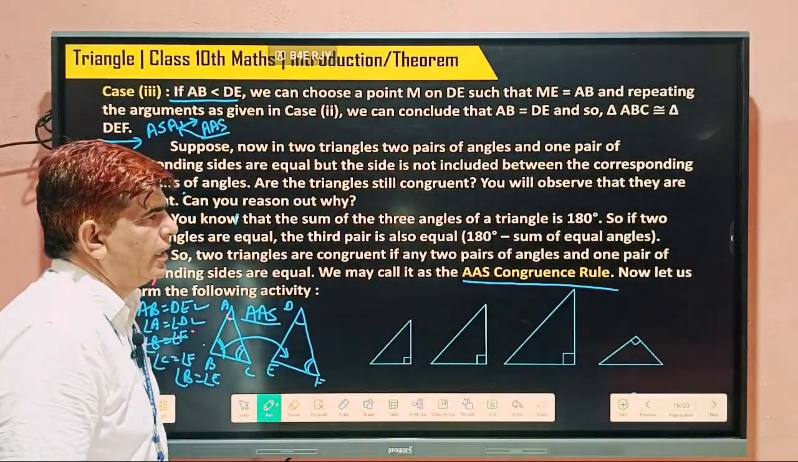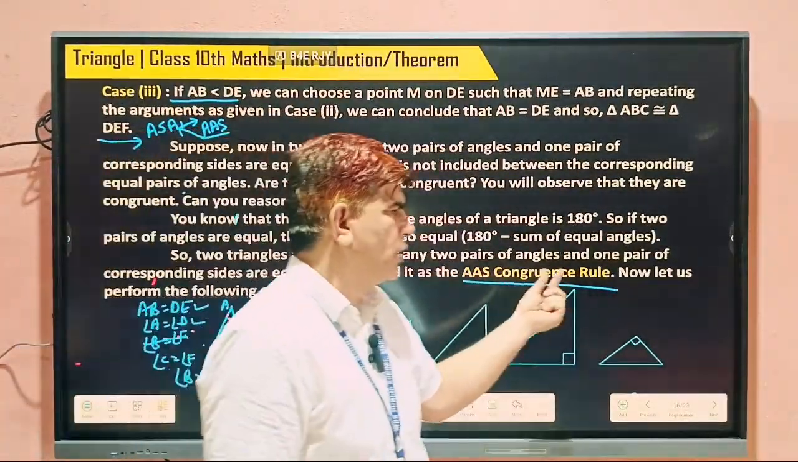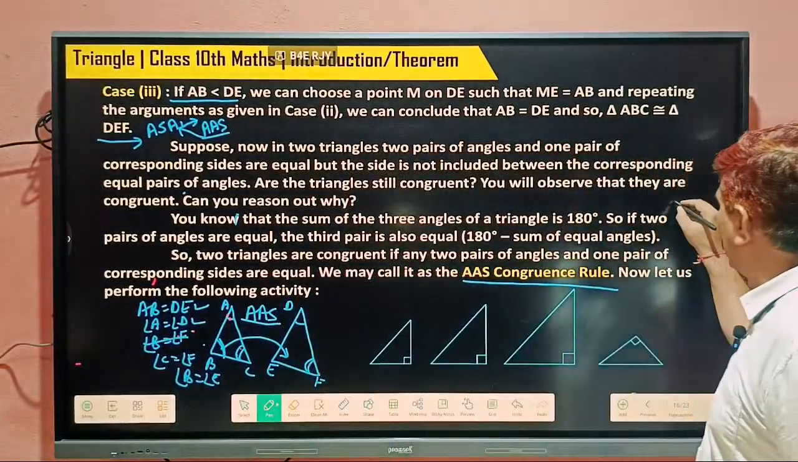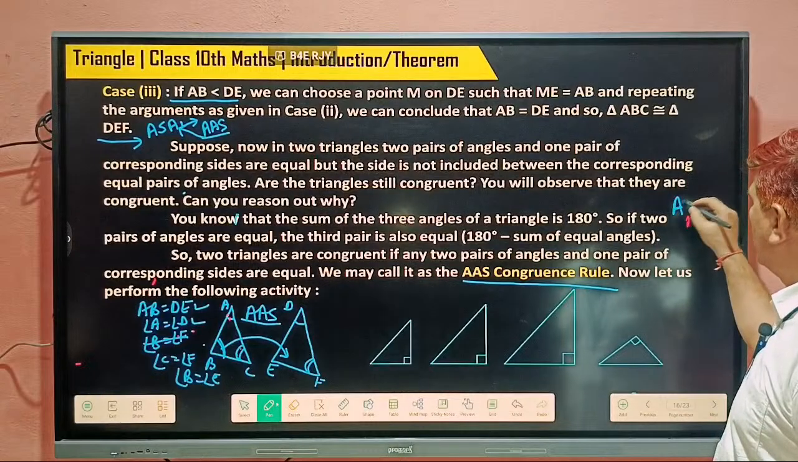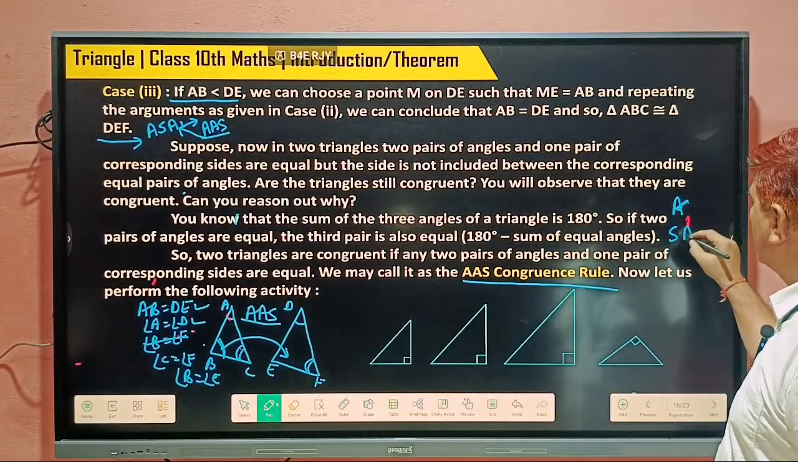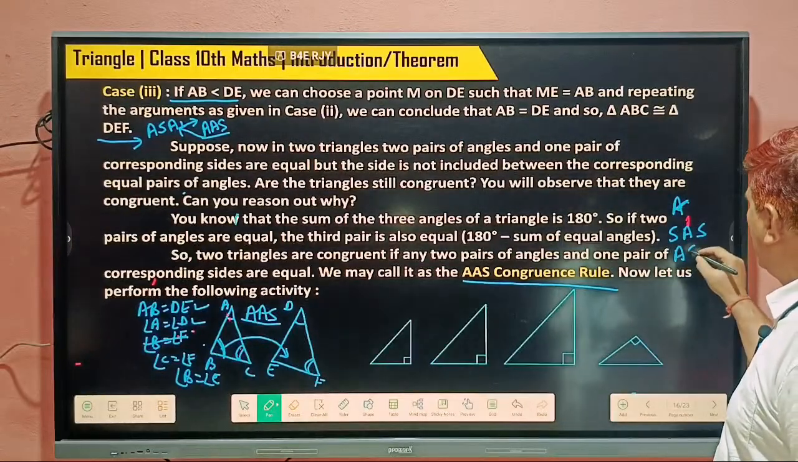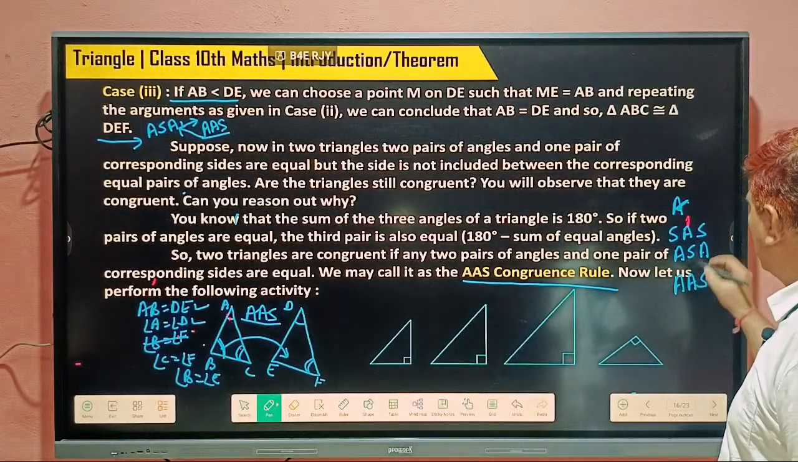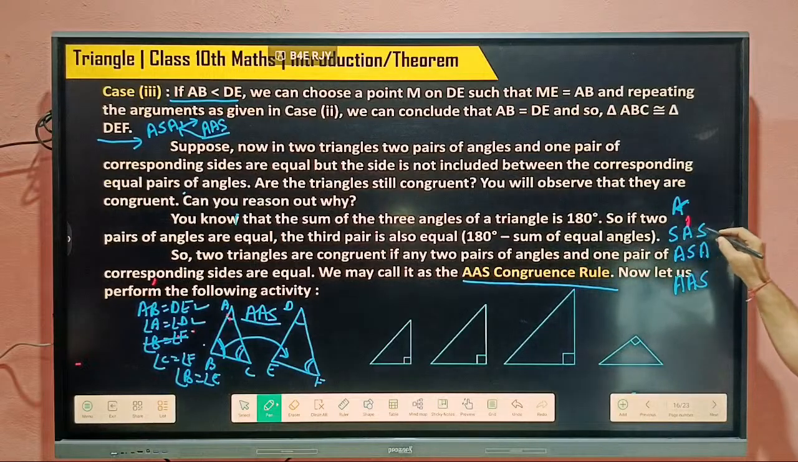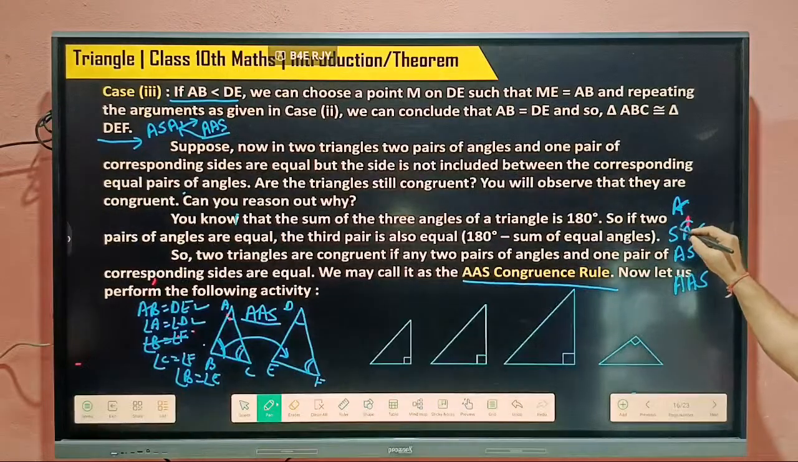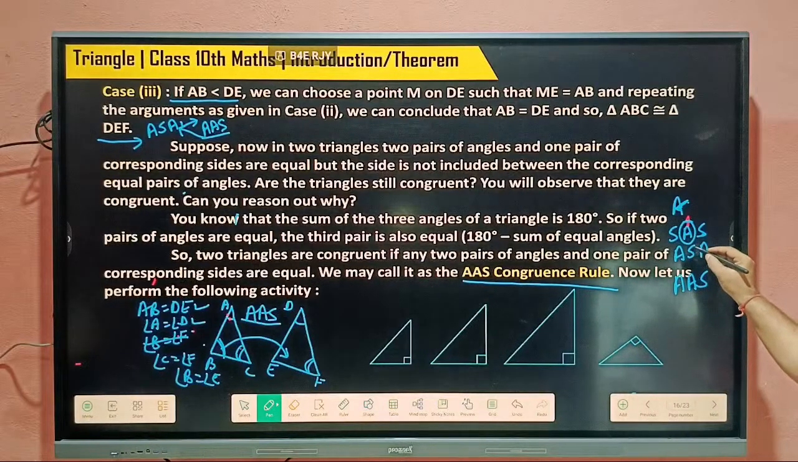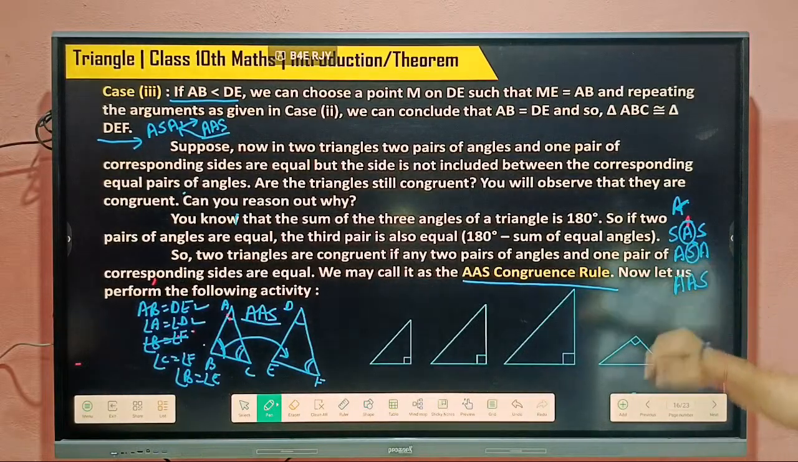We may call it the AAS congruence rule. So how can we prove two triangles are congruent till here? First is SAS, then ASA, and later on we can say AAS. Side angle side means two sides and the included angle. ASA means two angles and the included side.